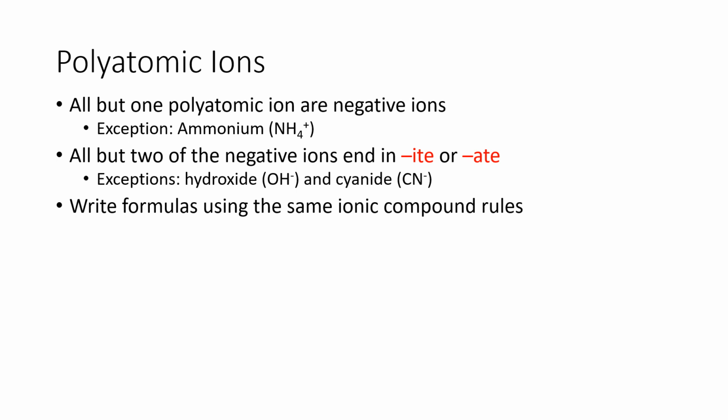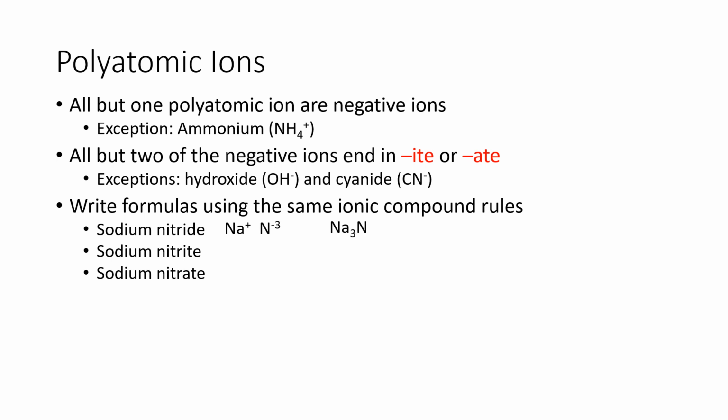We're going to write the formulas using the same ionic compound rules. So we're still going to write our cation and our anion, crisscross our charges, and reduce as needed, remembering that you are never going to reduce the actual polyatomic ion. So here's some examples. We have sodium nitride, so that IDE ending often indicates it's a monatomic ion off the periodic table. So we have sodium nitride, which is Na plus with N negative 3 for nitrogen. Crisscross your charges and you get Na3N.